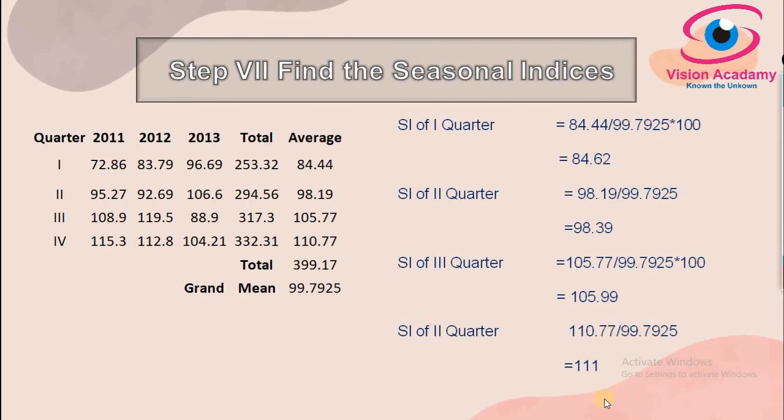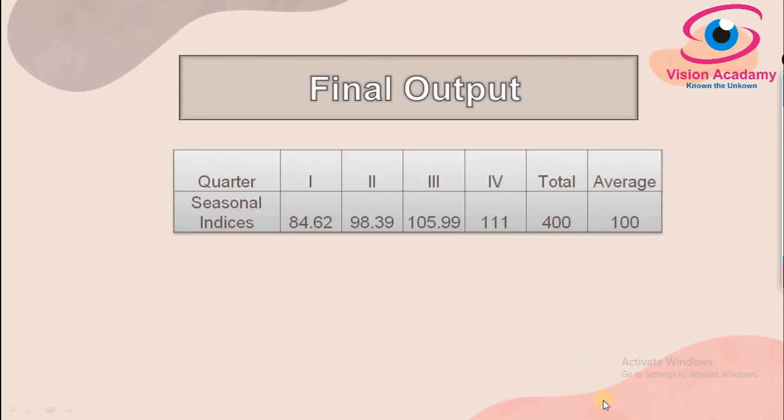So we obtained the seasonal indices also. Here we can see the final output of seasonal indices: first quarter, second quarter, third quarter, fourth quarter. When we add all these together we get 400, and when we take the average it is 100. This is perfectly right, because the total is 400 and the average is 100%. So this is how we obtain seasonal indices using the ratio to trend method.